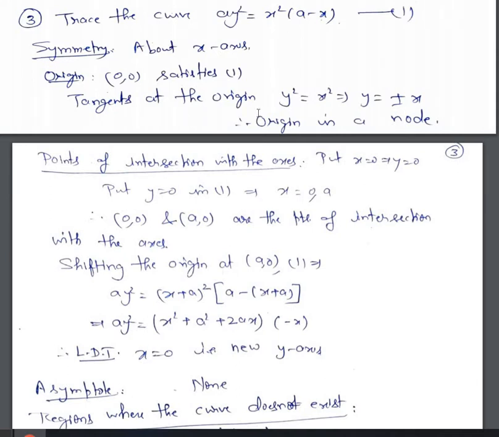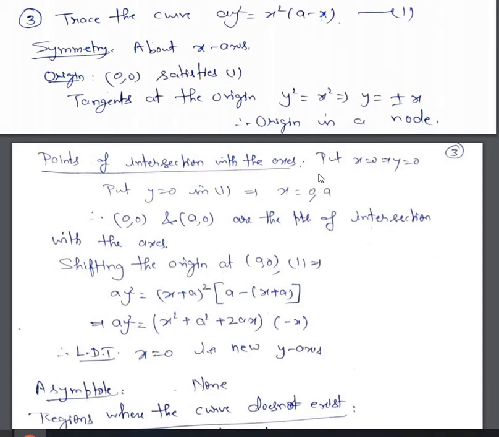So tangents at the origin are obtained by equating lowest degree terms equal to 0. So we have got y square is equal to x square. That means y is equal to plus minus x. And because tangents are distinct, therefore origin is a node.